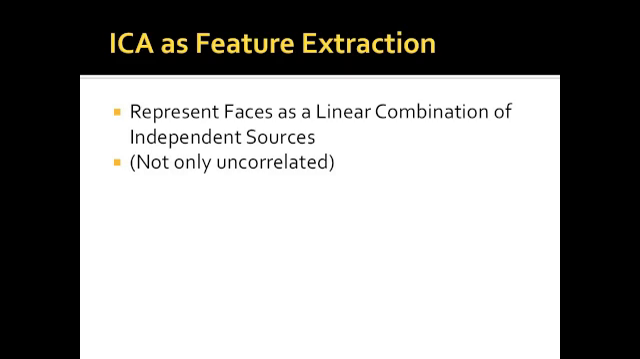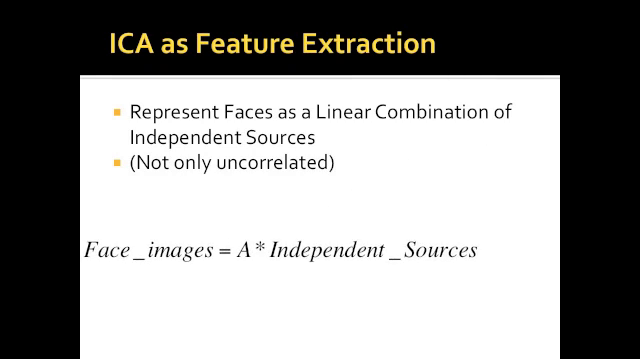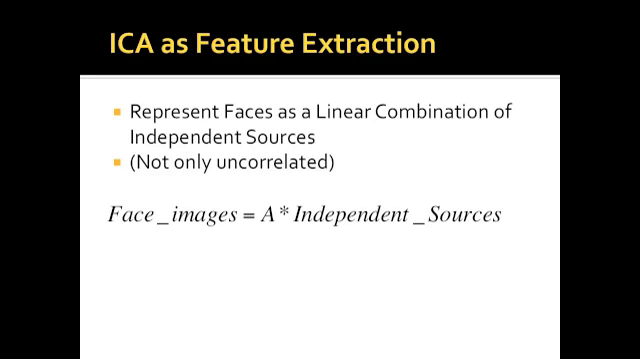and we introduce ICA as feature extraction. We not only get the uncorrelated components, which are the principal components achieved by PCA, we are going to introduce something new: independent sources, achieved by ICA. So we're going to state the face images as independent sources mixed with some random mixing matrix. But what is it going to bring to us?